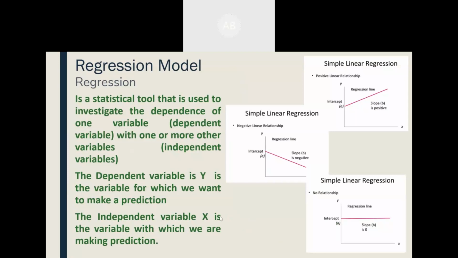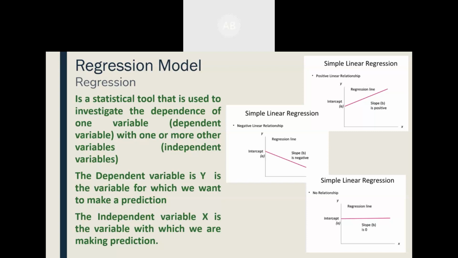So what is regression then? It is a statistical tool used to investigate the dependence of one variable on one or more variables. In the case of correlation, you have two variables, but in the case of regression, you may have more than two variables. But remember, always in regression, you have one which is known as the dependent variable, and then you have the other which is known as the independent variable.